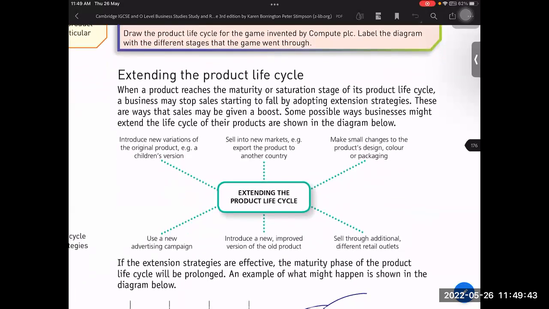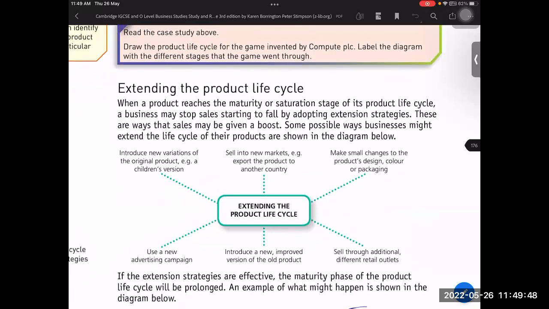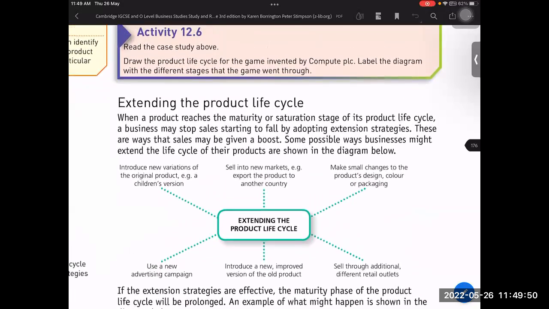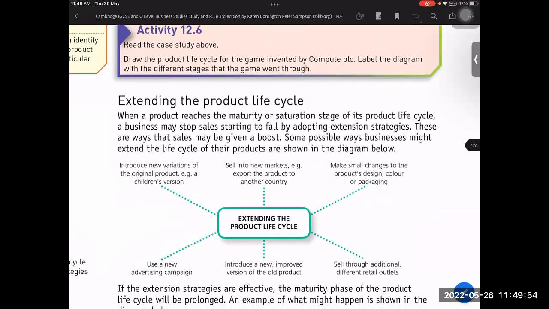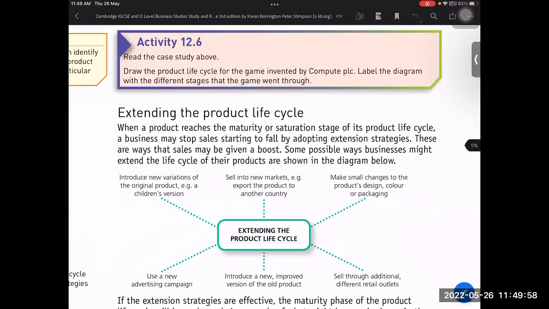Draw the product life cycle for the game invented by Compute PLC. Label the diagram with the different stages that the game went through. Product life cycle. It's a game.